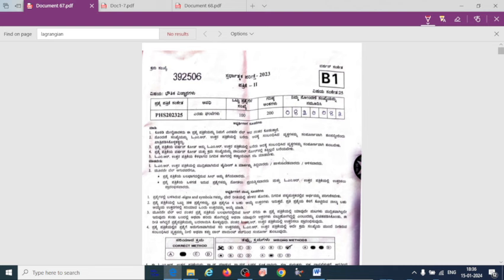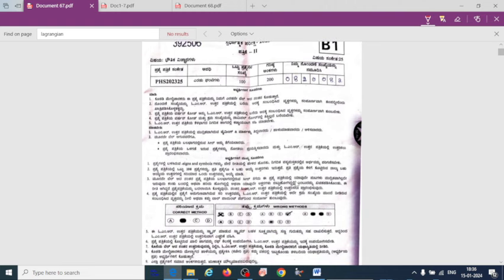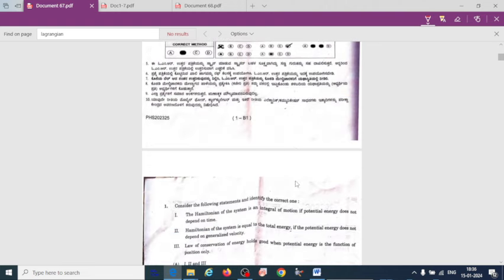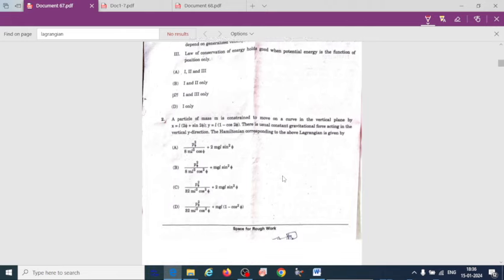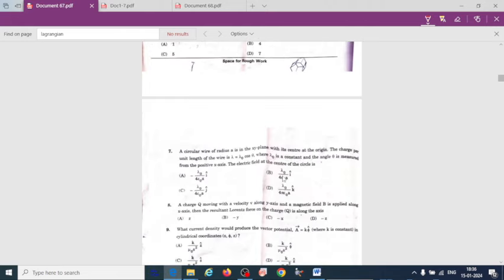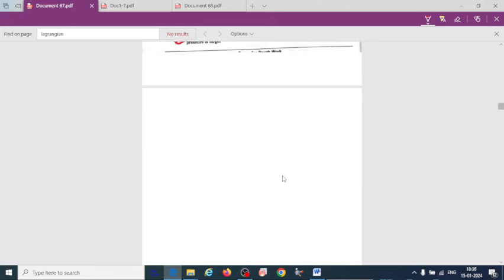So this is the question paper. I got it from one of my students, so I would like to say thank you for giving me this question paper. Let us discuss the question paper here. I will try to solve a few questions.